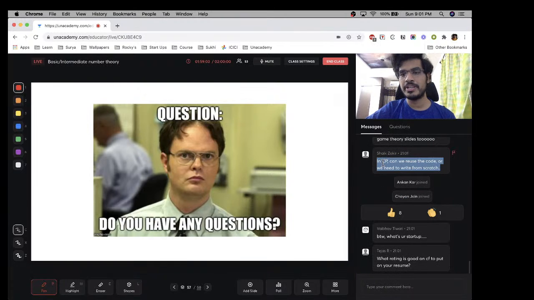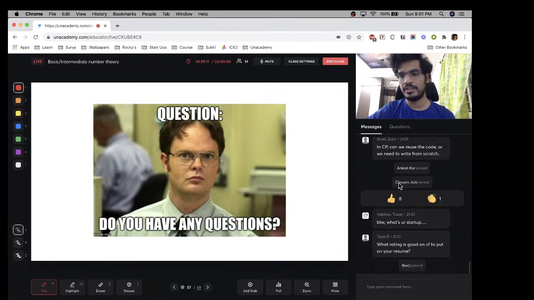In the beginning, it's better to write it from scratch, Zakir. A little later, you can reuse. But if you are learning to code, then it's better to write it yourself.